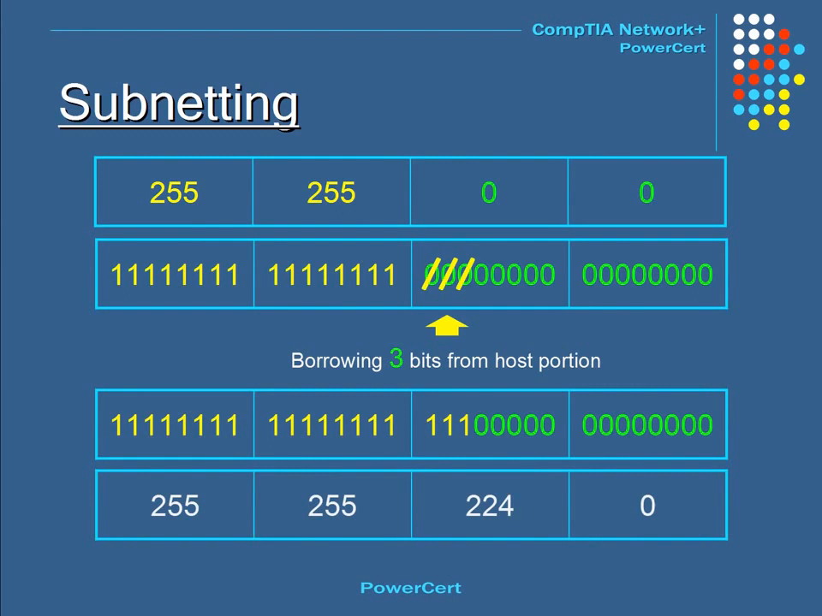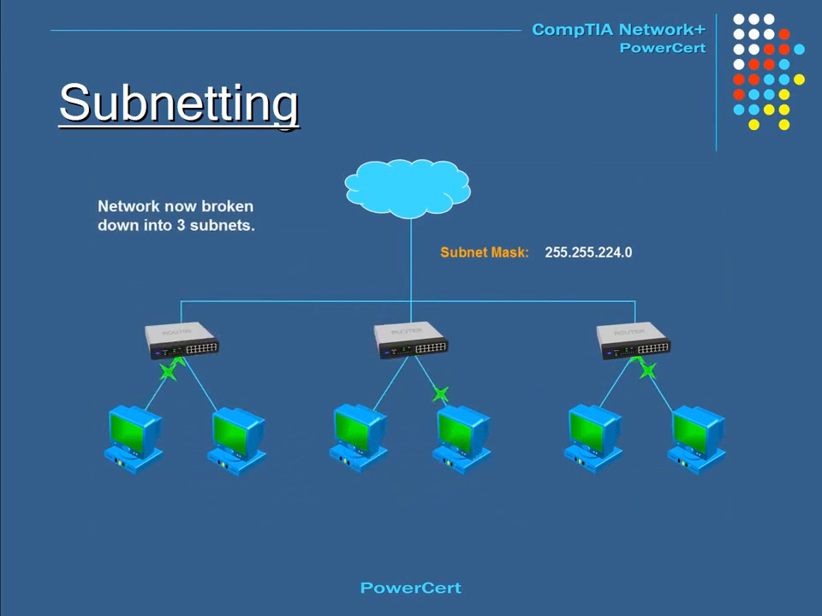So our new custom subnet mask is 255.255.224.0, which will give us 8,000 hosts per subnet. And now our network is broken down into 3 subnets.